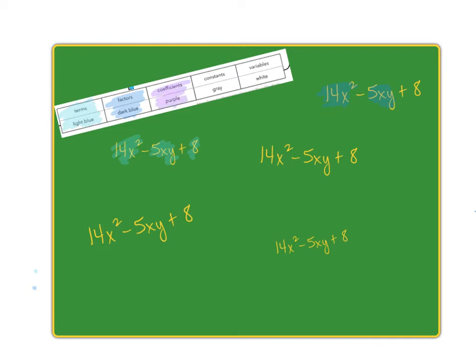The coefficients are always the numbers that are in front of a variable. The constants are the numbers that do not have a variable associated with them. Then of course your variables, they're just going to be any of those letters.